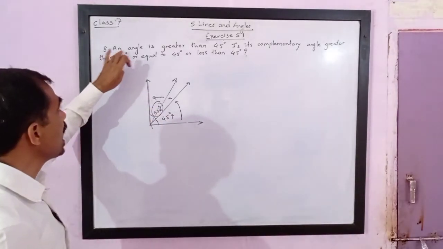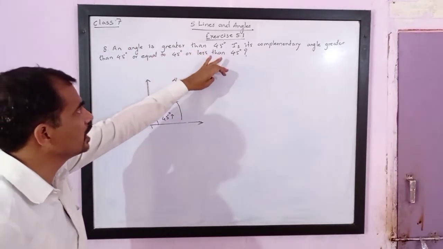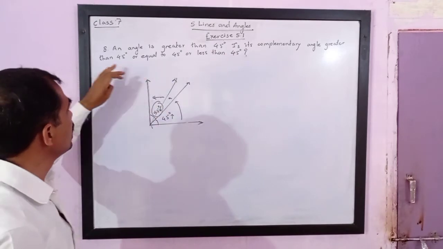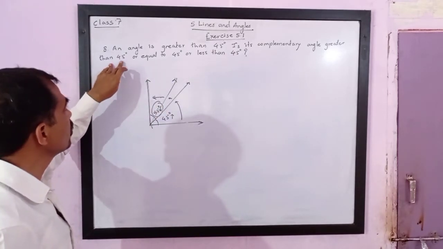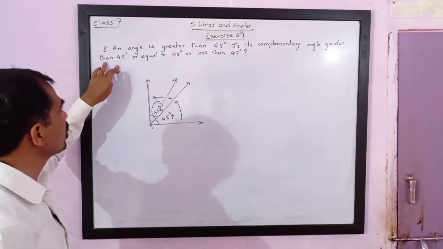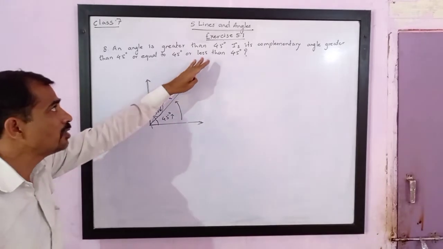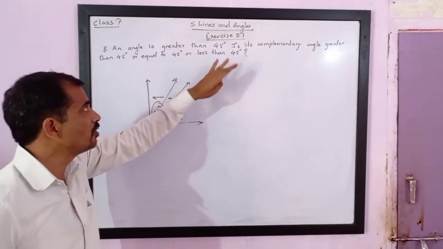So see, an angle is greater than 45 degrees. If one of the angles is greater than 45 degrees, its complementary angle cannot be greater than 45 degrees or equal to 45 degrees. It is not possible that it will be greater than 45 degrees. It is not possible that it is equal to 45 degrees, but it will always be less than 45 degrees.